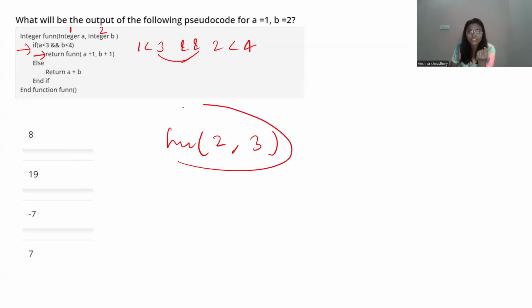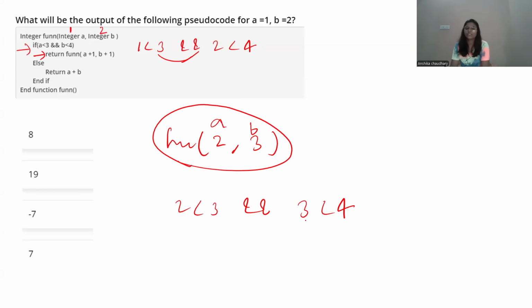So we will run the same function for these parameters. So a is now 2, b is now 3. Okay. So once again, it will check for the condition if a is less than 3. So 2 is less than 3, yes. And this is the logical and, b is less than 4. So 3 is less than 4. Yes, once again the condition is true. It will return the function a plus 1, b plus 1. That means 3, comma 4, right?